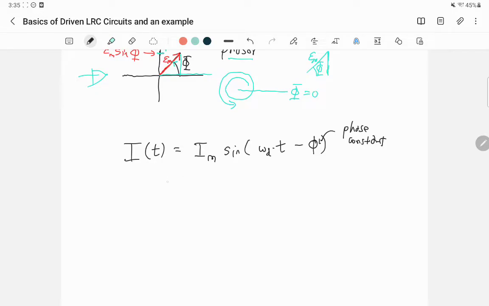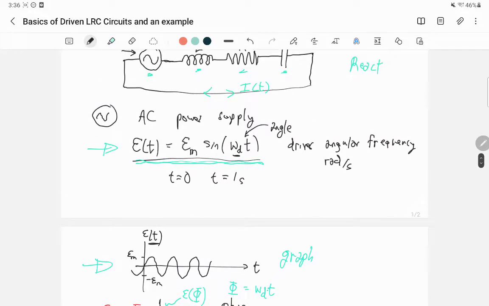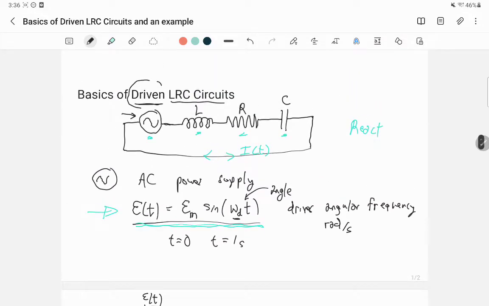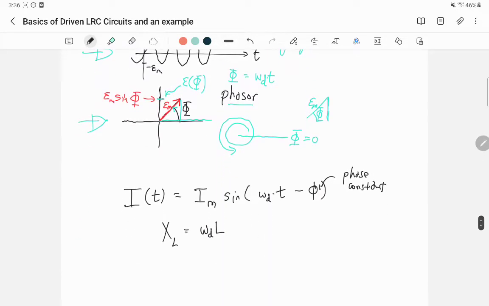You have to define what's called the inductive reactance. The definition of this is you take the driver's angular frequency and multiply by the inductance of the inductor in your circuit. You just multiply by the number of henries that inductor in your circuit is.